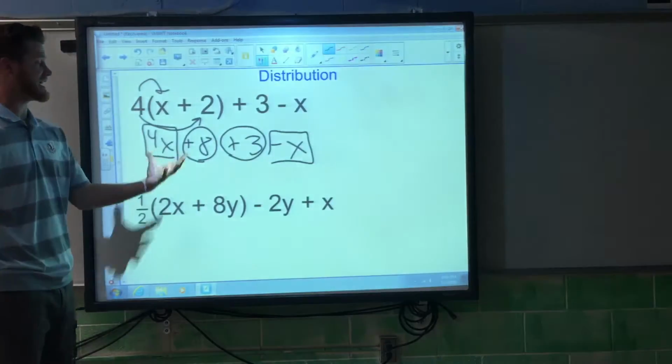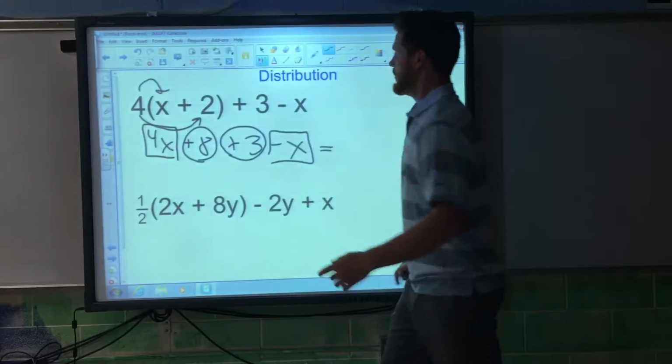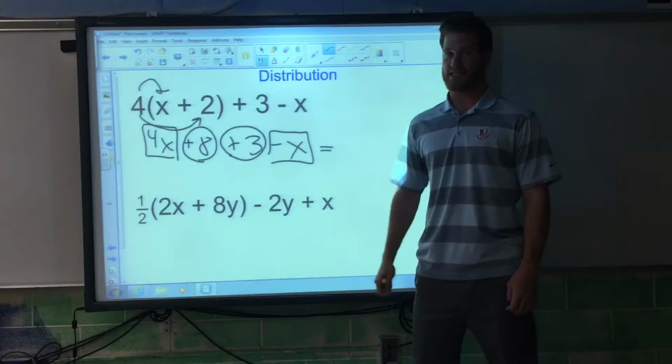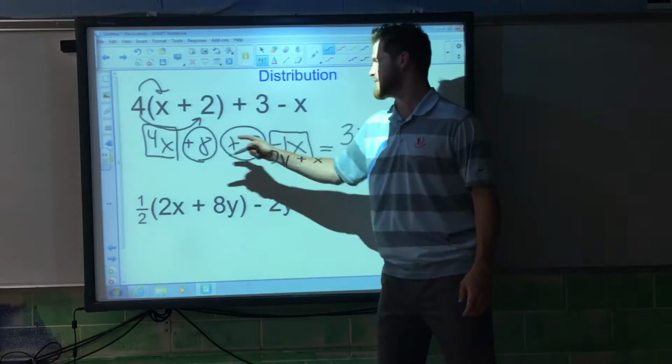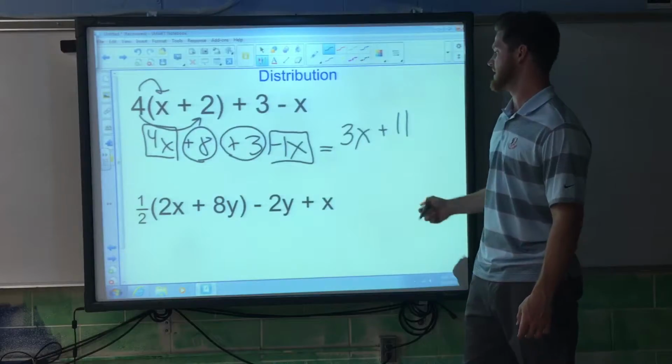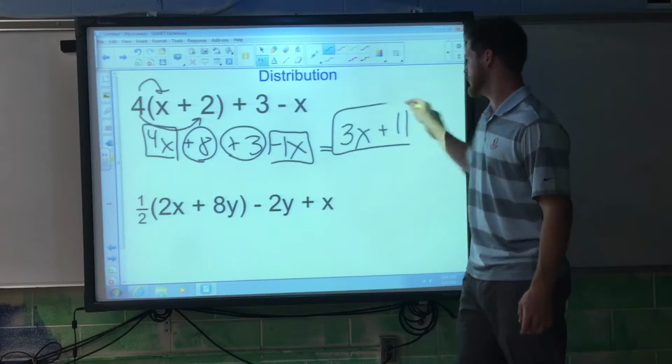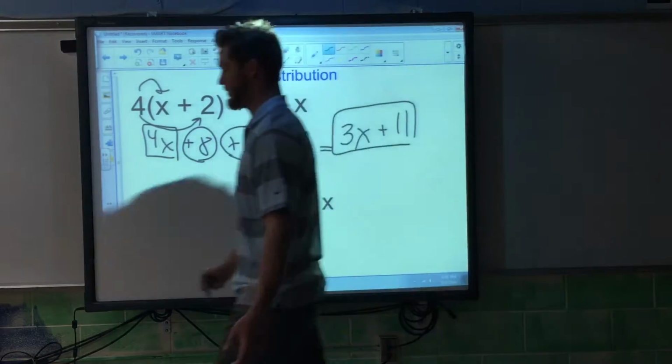Let's look at our x's first. What is 4x minus x? 4x minus 1x would be 3x. And then 8 plus 3 is 11. 3x plus 11 is your final answer, or 11 plus 3x, either way.